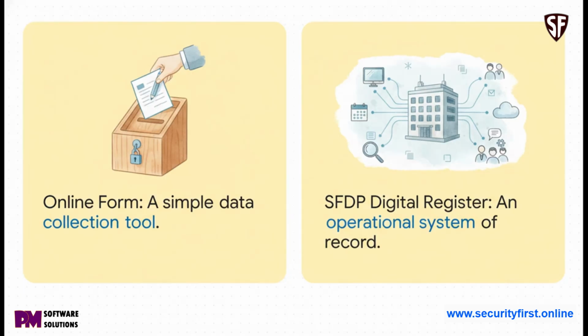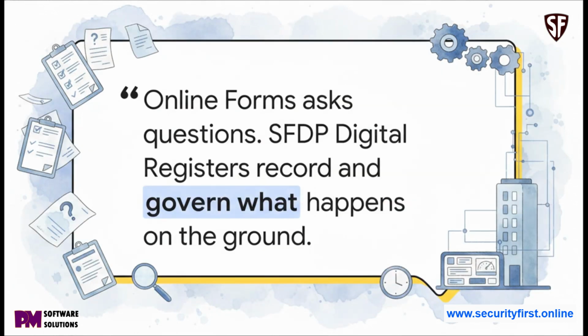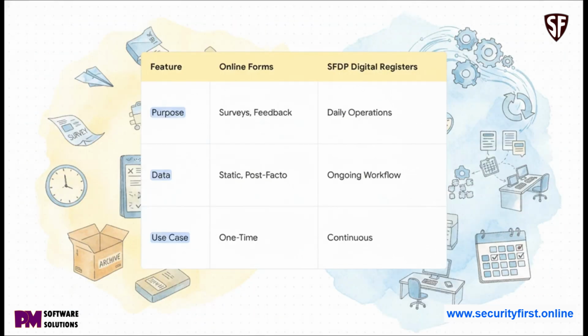The real difference isn't the features, it's the purpose. One just collects data, the other actually runs things. And this is a crucial point. One is for surveys, the other is for real-time governance. Yeah, think of it like this. Online forms are static. SFDP registers are for continuous, daily operational processes.